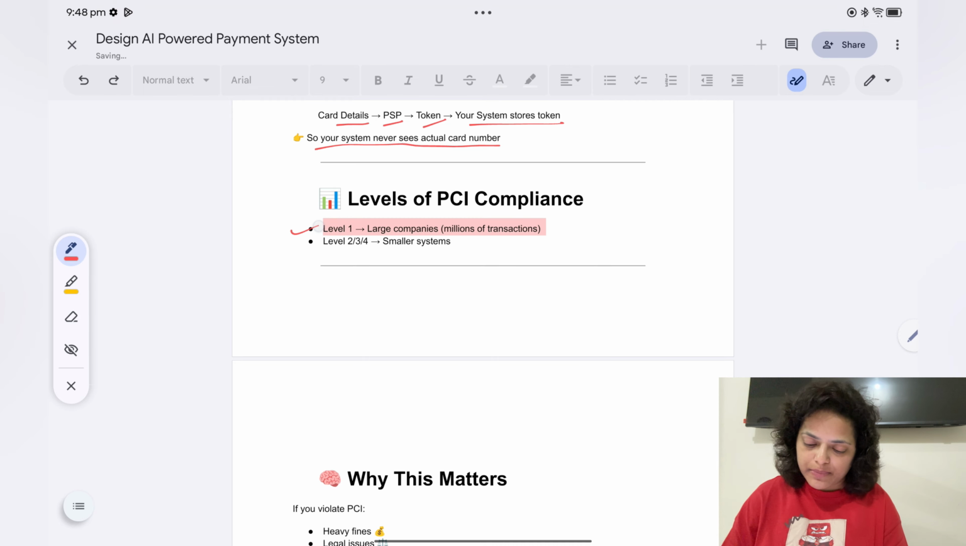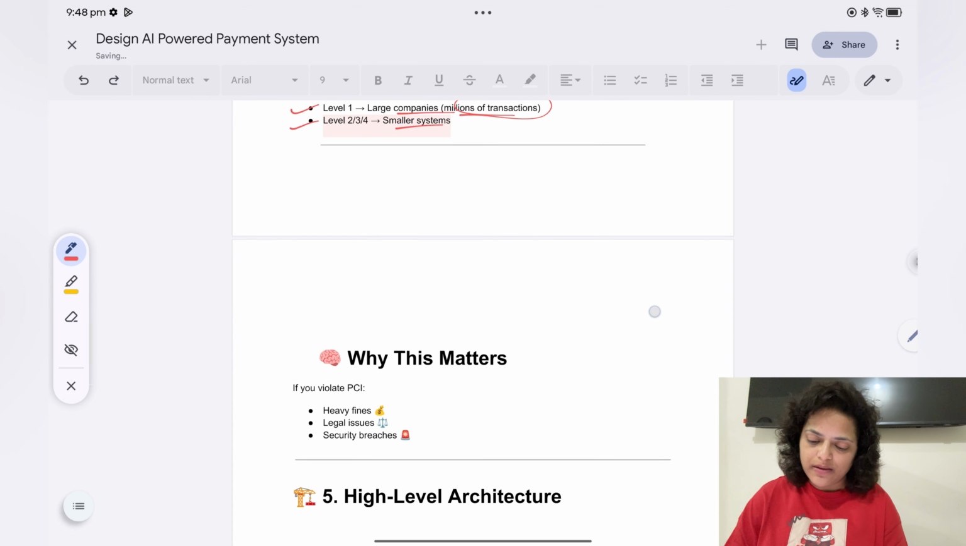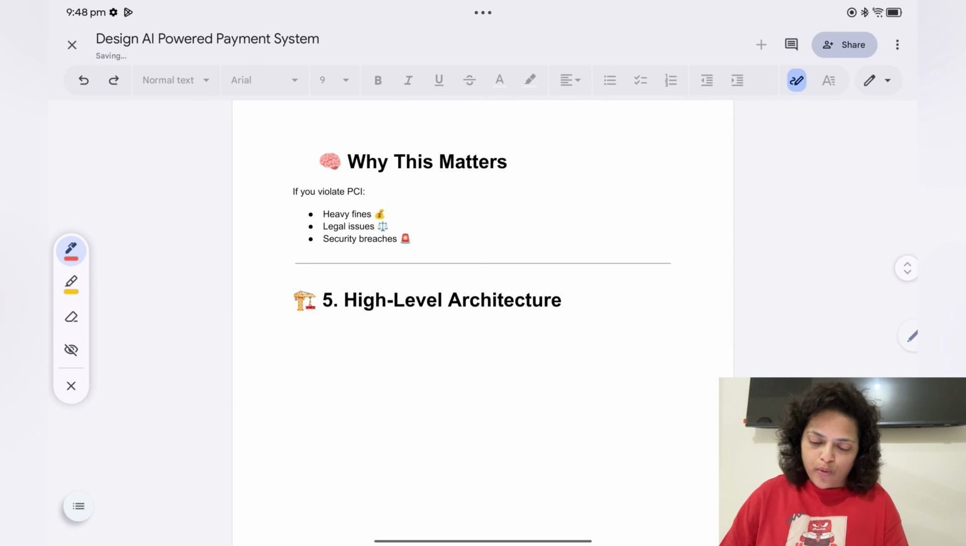Levels of PCI compliance: level 1, and levels 2, 3, 4. Level 1 is usually used by large companies with millions of transactions, and levels 2, 3, 4 are used by smaller systems. Now why does this matter? If you violate PCI, then you have to bear heavy fines, legal issues and security breaches.